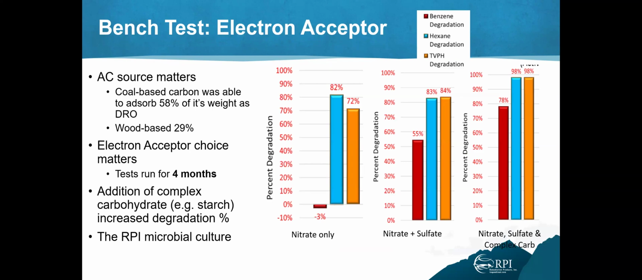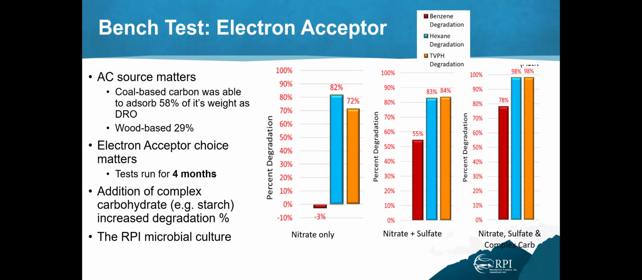So here's a bench test where we're looking at electron acceptors. In this particular case, we've got coal-based carbon. We did wood-based carbon also, but I'm not showing you the graph. When we allowed diesel range organics to bind to the coal-based carbon, it absorbed 58% of its weight, where wood-based absorbed 29% of its base, 29% of what was provided to it. The electron acceptor choice, we will see, matters. This test was run for 4 months.